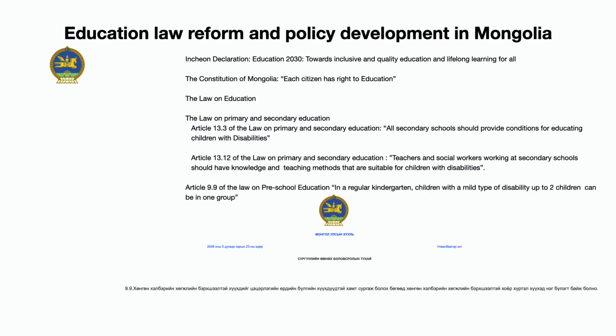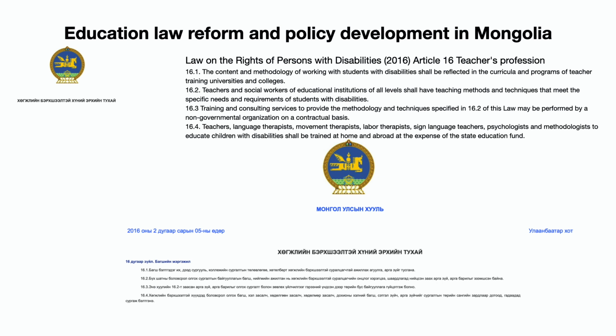According to Article 9.9 of the Law on Preschool Education, in a regular kindergarten, the number of children with a mild type of disability may not exceed 2 in a group. The Law on the Rights of Persons with Disabilities of 2016 makes special education and teaching methods and strategies for teaching and supporting students with disabilities mandatory in curricula of teacher training at universities and colleges.